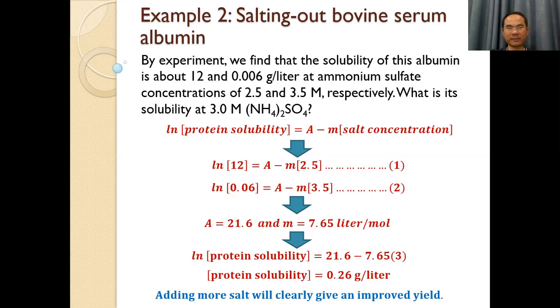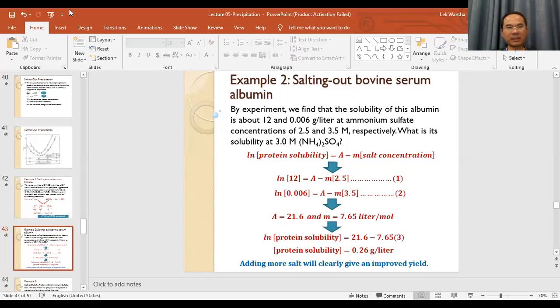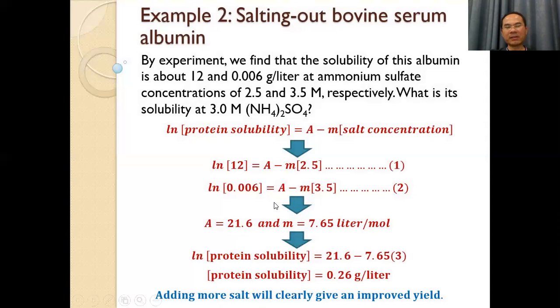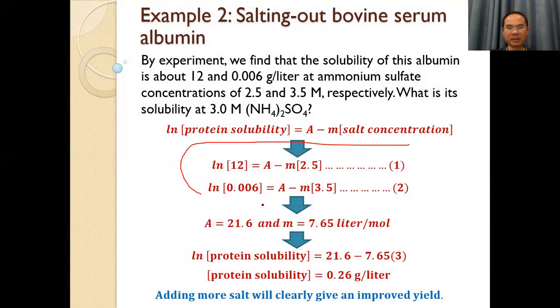For the first experiment, we know log concentration is 12, equal to A minus M multiplied by the salt concentration of 2.5. And the second data, log 0.006 for this case, sorry, 0.06, equal to A minus M multiplied by 3.5. For this case, we have two equations and two unknowns. You can solve for A and M.